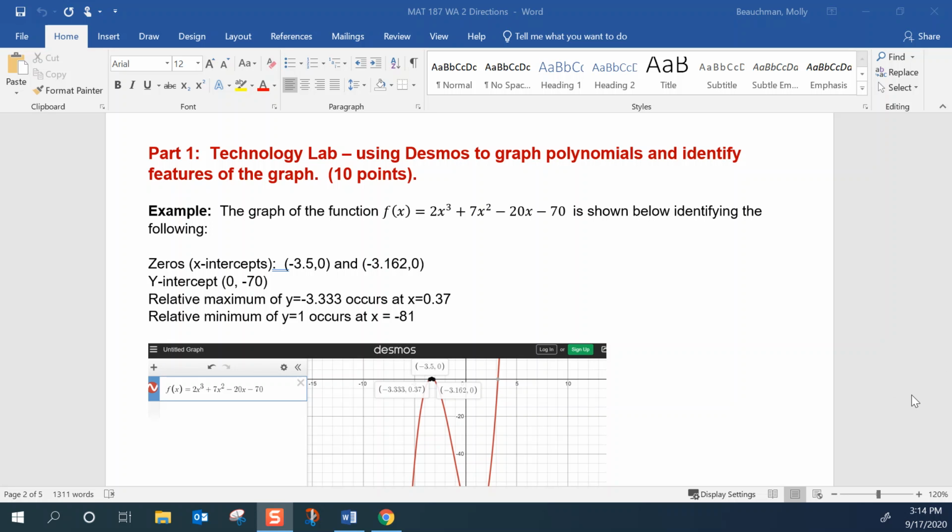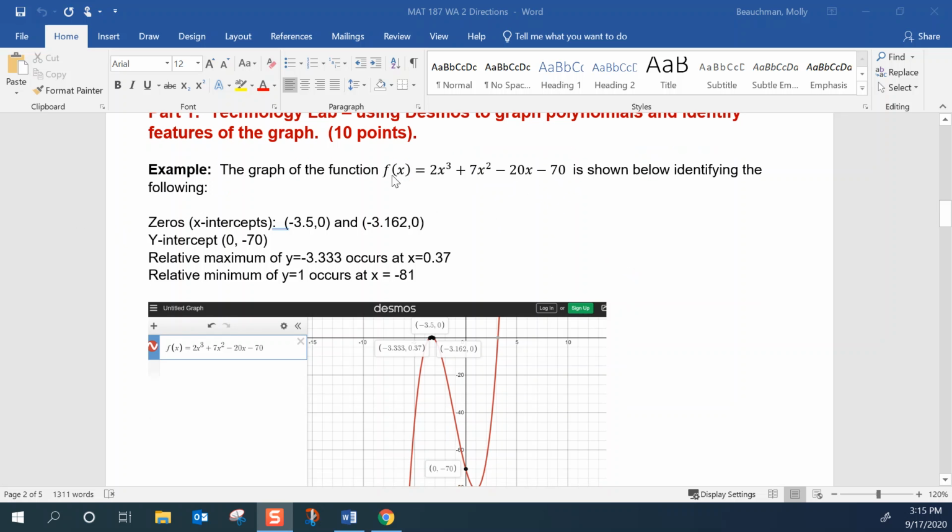In this video, we'll take a look at Part 1, the Technology Lab, on how to use Desmos to graph a polynomial and then identify features of the graph. So the example that we have, the graph of the function f of x equals 2x to the third plus 7x squared minus 20x minus 70 is shown below, identifying the following.